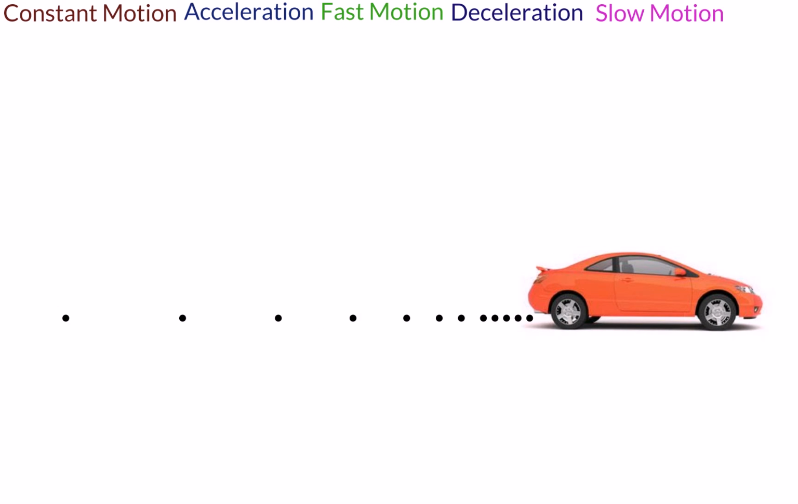This is kind of the opposite of the last one. You can see that the space between the dots starts off kind of big and it gets smaller as the car moves on. So in this particular case, the car is decelerating. This is an example of deceleration.